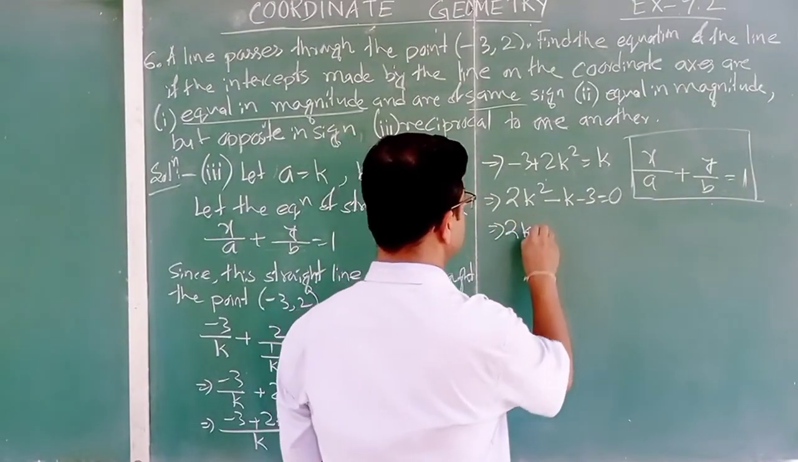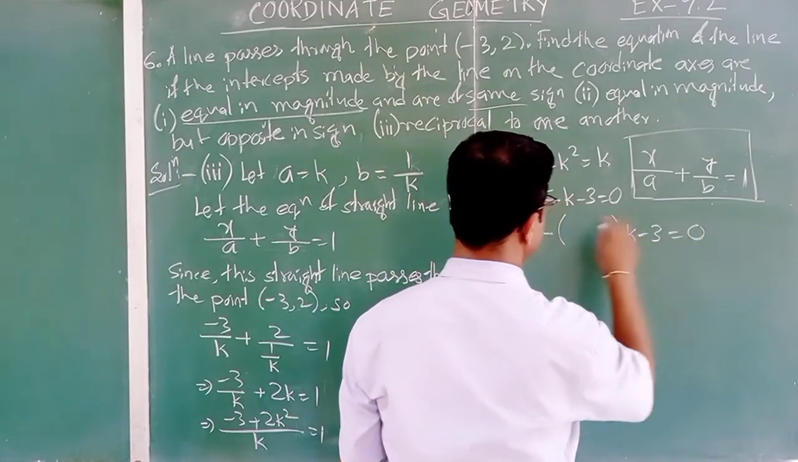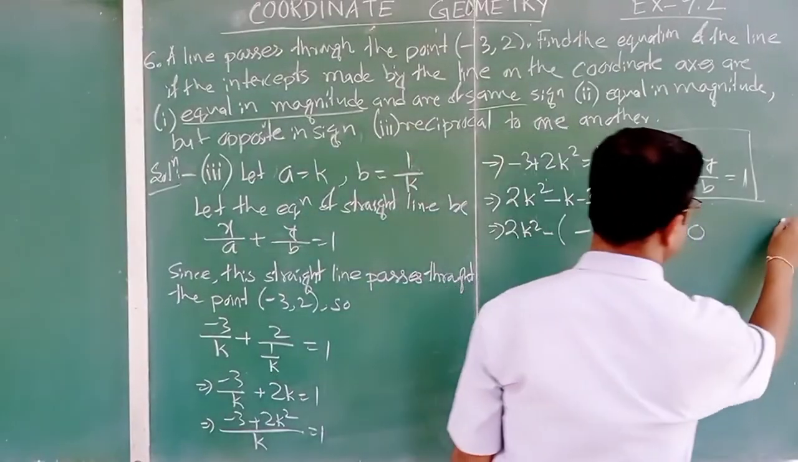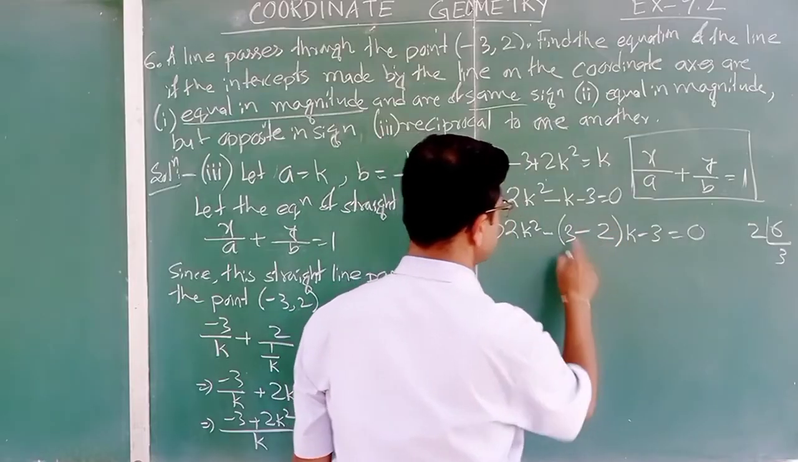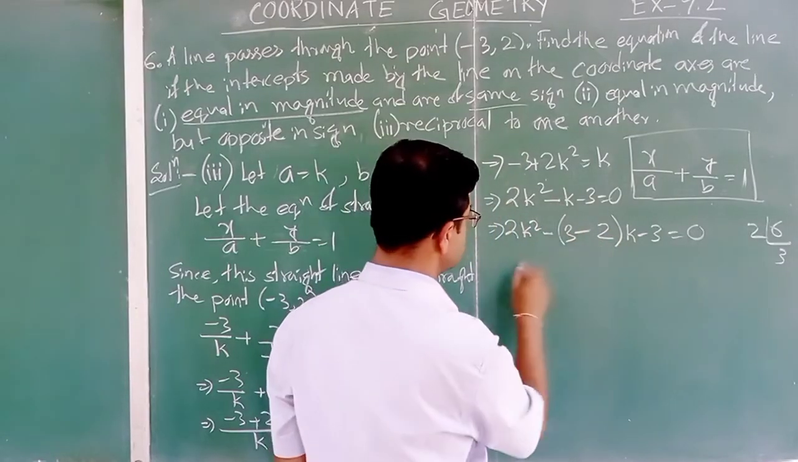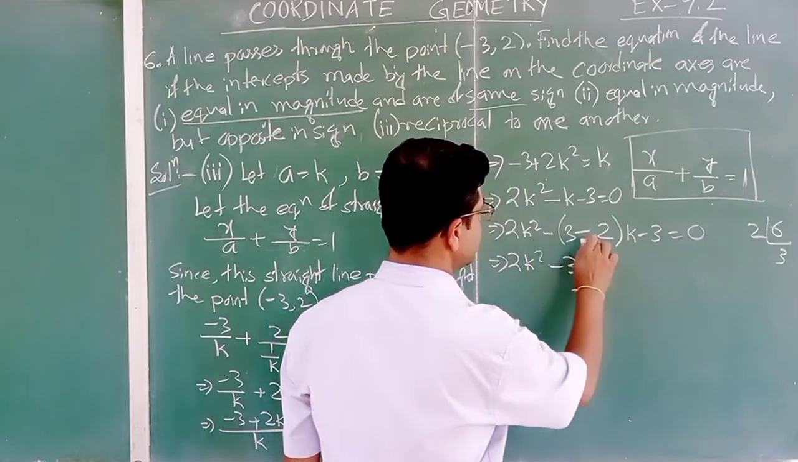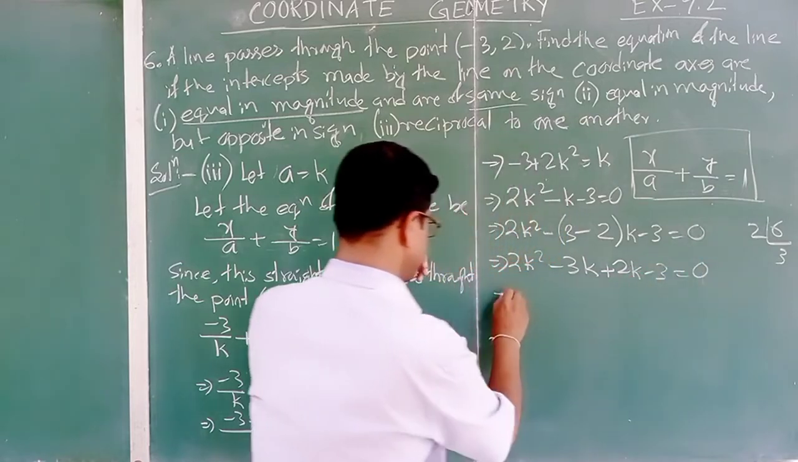So 2k square minus k minus 3 equal to 0. As this is a minus sign, in the middle there will always be a minus sign. 2 times 3 is 6. So 3 minus 2 is 1. This we have to make 1. That's why 3 minus 2 we have written. So 2k square minus 3k plus 2k minus 3 is equal to 0.